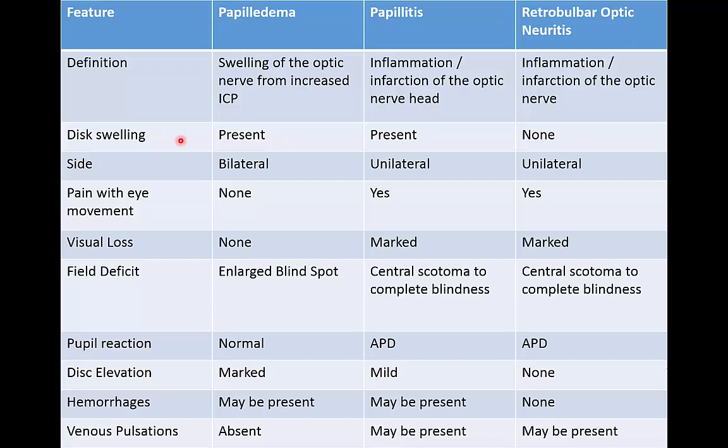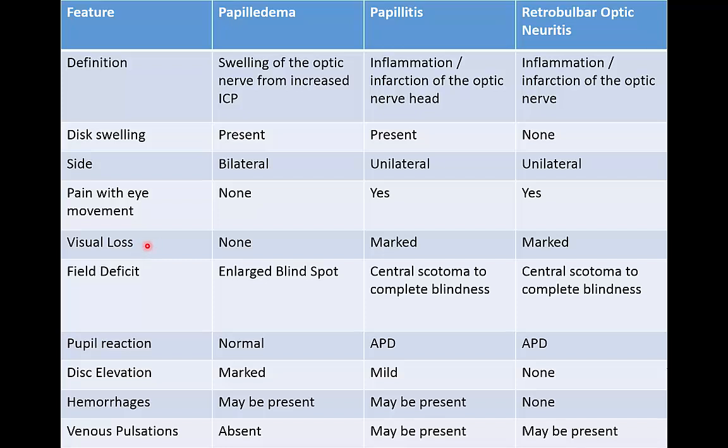So disc swelling occurs in papilledema, but it also occurs in papillitis. However, if someone has optic neuritis which is retrobulbar, the disc will look completely normal. When someone has papilledema, almost always it's bilateral. There are some rare exceptions. However, when someone has infarction or inflammation due to vasculitis or some type of autoimmune condition, it's usually unilateral for papillitis and retrobulbar optic neuritis. As far as pain with eye movement, it's unusual for papilledema, but it's very common in papillitis and retrobulbar neuritis.